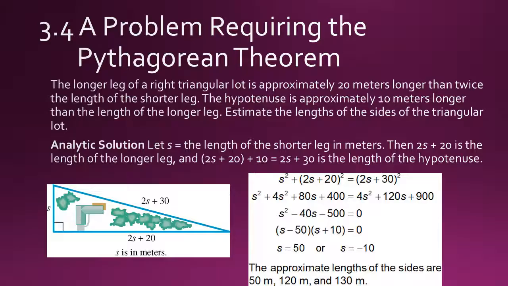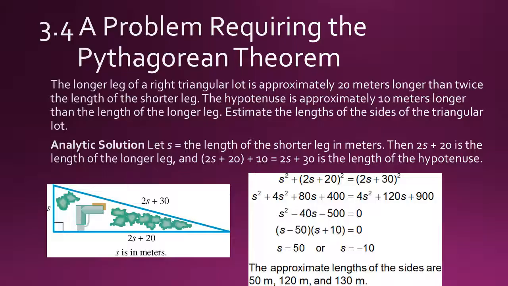Then what we're going to do is get everything on one side of the equation. We're going to combine like terms, and we're going to get this quadratic equation in standard form. That gives us S squared minus 40S minus 500 equals 0. This can be factored. Negative 50 times 10 gives us negative 500, and negative 50 plus 10 gives us negative 40. So we're going to use S minus 50 and S plus 10. Putting each of these equal to 0 and solving, we get that S is 50, or that S is negative 10.